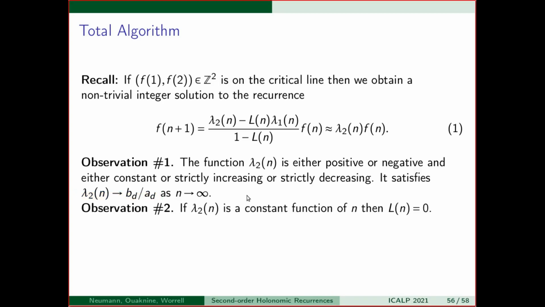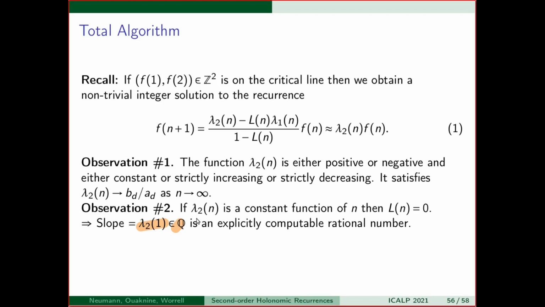If lambda 2 of n is a constant function of n, then it turns out that L of n is always a constant equal to 0. So this approximate equality becomes an actual equality. We can just keep multiplying with lambda 2 of n when we're on this line. And it will follow that the slope of the line is equal to lambda 2 of 1, which has to be a rational number in this case, and we can of course compute it, and we can test if lambda 2 is a constant function, then compute the slope of the line, and then we get a total algorithm. So that's one instance where we get a total algorithm.